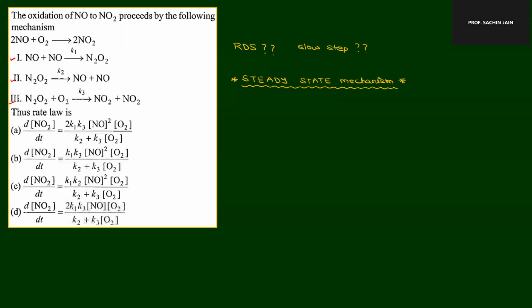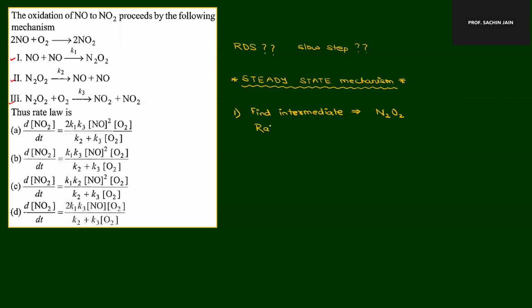In the steady state mechanism, first, through the three-step mechanism, we find which is the intermediate of the reaction. First step is to find the intermediate. N2O2, because an intermediate is that substance which is first formed and then consumed.